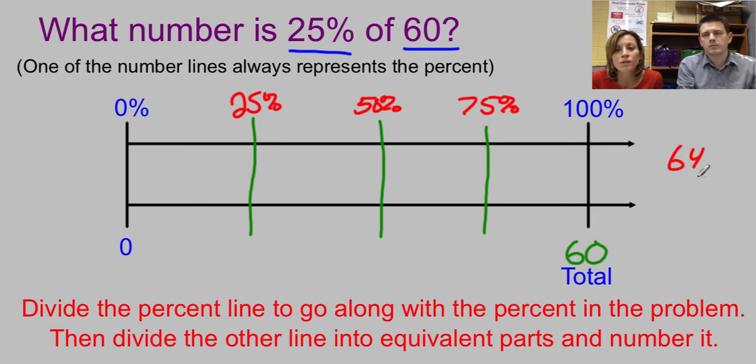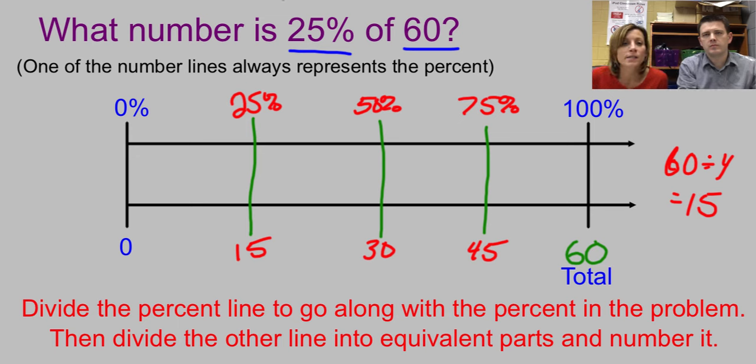So what is our total divided by? Divided by how many sections we have. So our total is 60 divided by our four sections should give us, what, 15? So we know each number line on the bottom is now worth 15. So we have to count by 15, then 30, then 45, and 60. So we have four equal increments of our percents and our total.